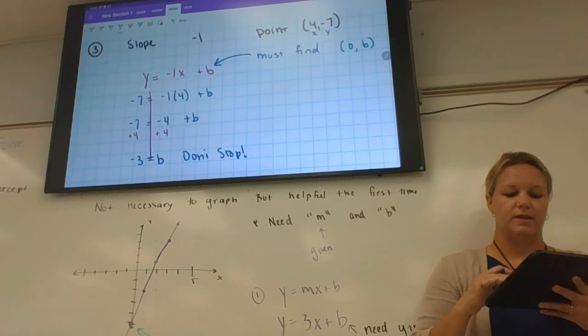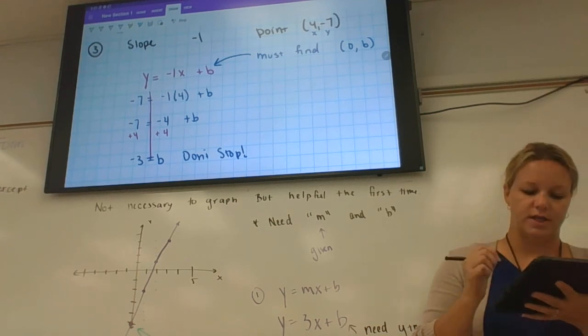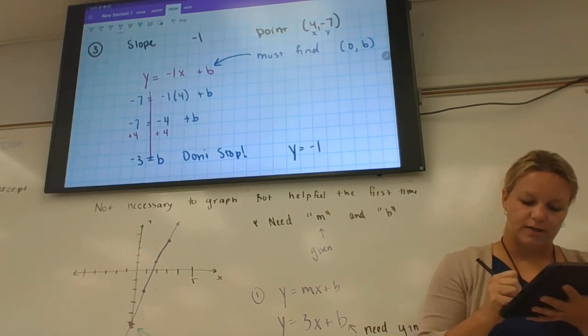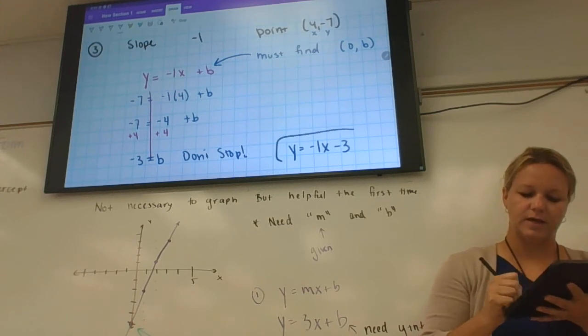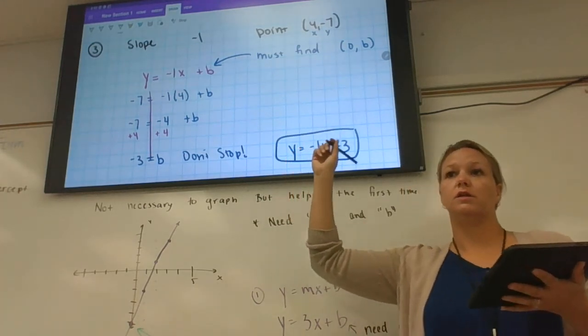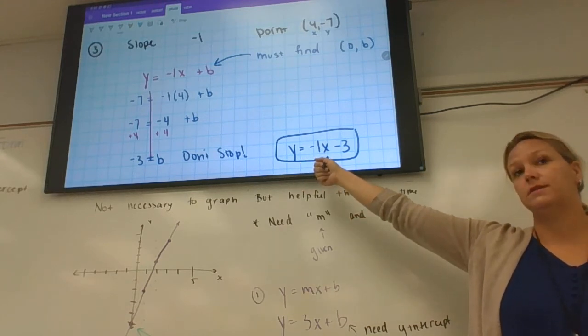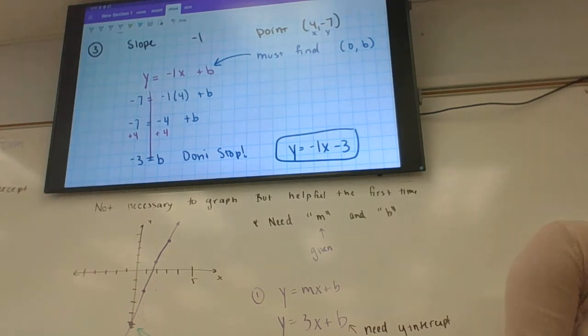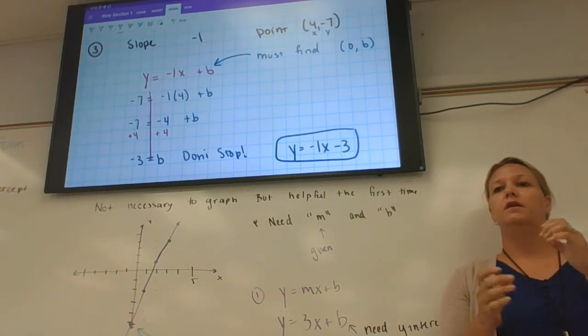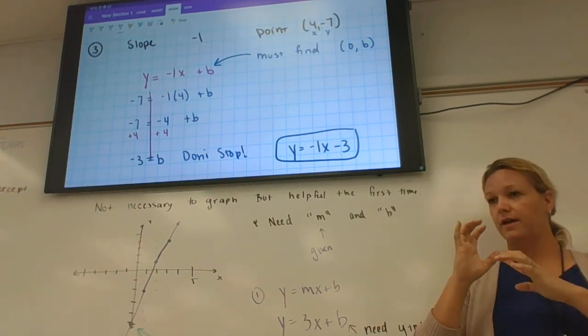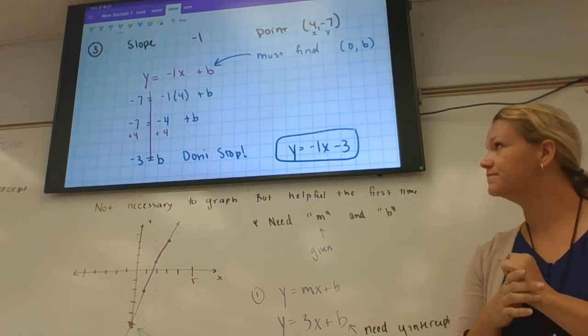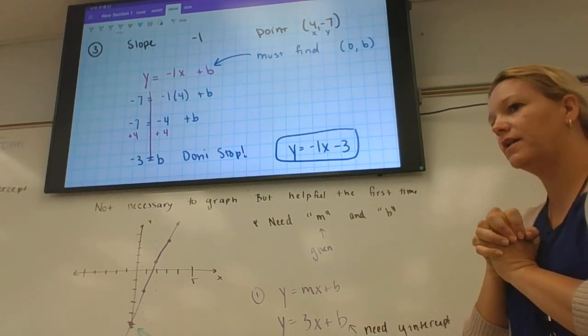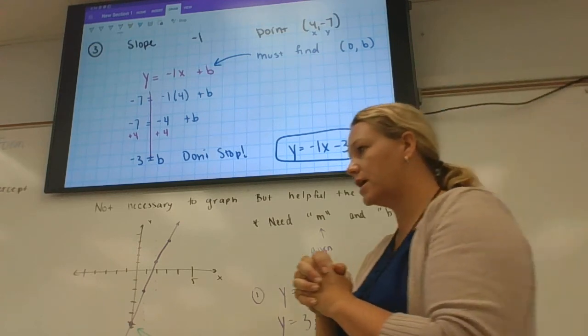I'm walking around and I see a lot of people stopped here. Don't stop. The objective was to write the equation. So it's negative 1x minus 3. Go ahead and put that b value in the equation and box that. The equation's the answer, not the b. Okay, so you can use any point and you plug that in for x and y, and that'll help you identify b. All right, get out a red pen to do test correction.